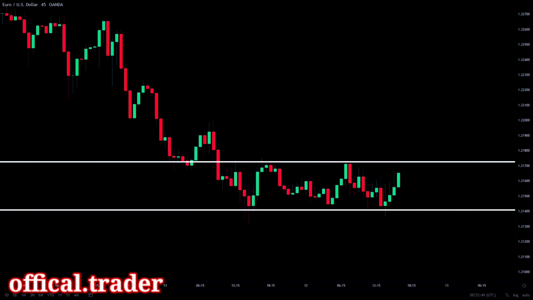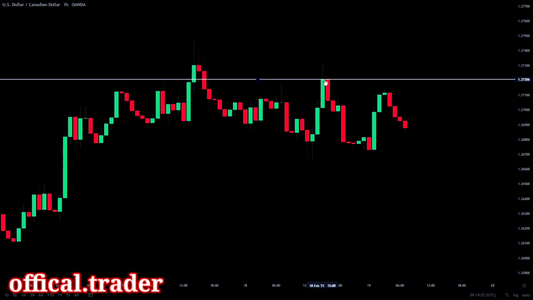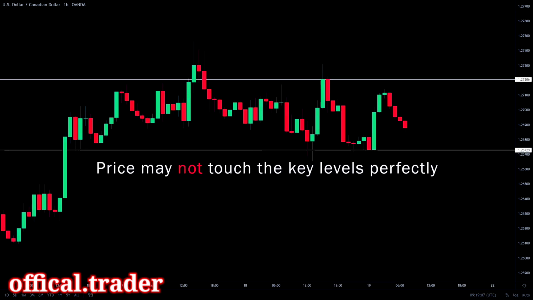But bear in mind, it's very rare to find ranging markets that move perfectly between key levels like this. Most ranging markets will actually look like this, where the price may not touch the key levels perfectly. As you can see, there are some candles that overlap the levels, and even some that are not touching the levels at all.